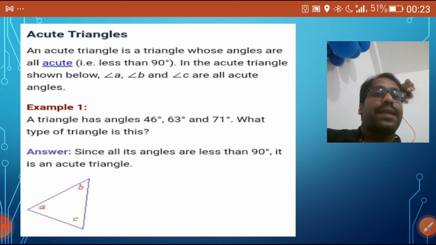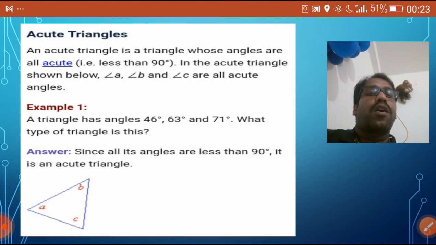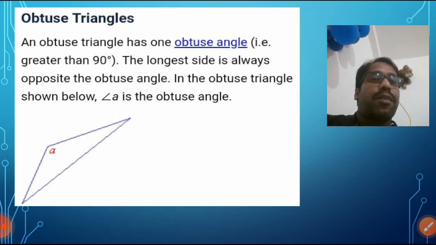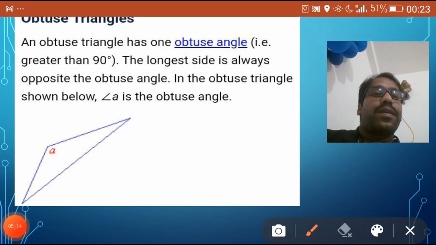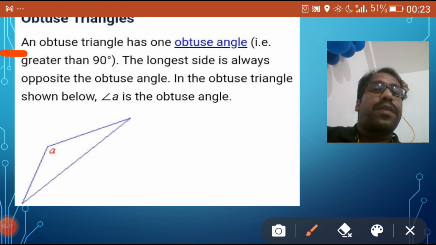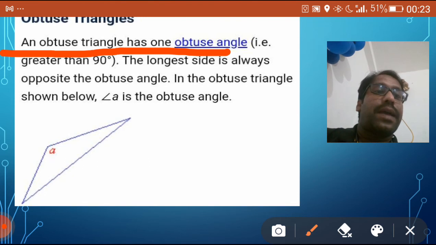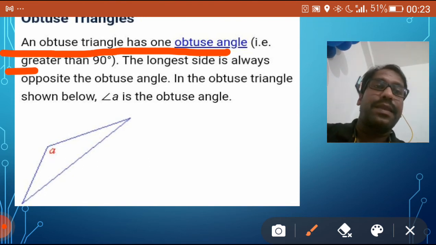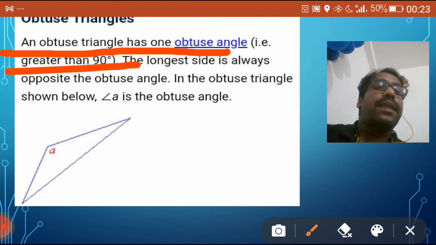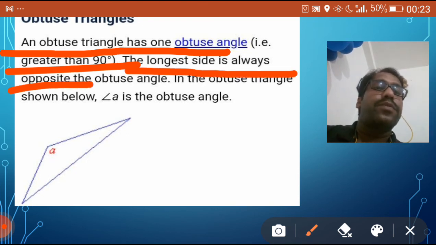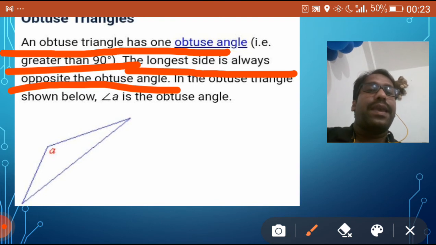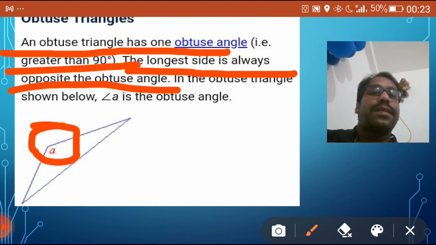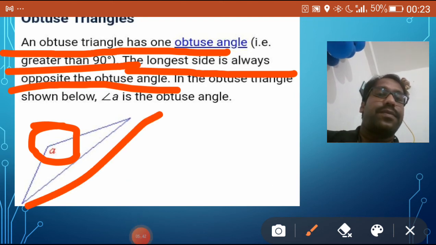Then we have our next triangle, the obtuse angle triangle. We'll discuss our obtuse triangle. What is an obtuse angle triangle? An obtuse angle triangle is a triangle whose one angle is obtuse, that is greater than 90 degrees, and the longest side is always opposite to the obtuse angle. If A is the obtuse angle here, then this is the longest side. So you have to remember this.